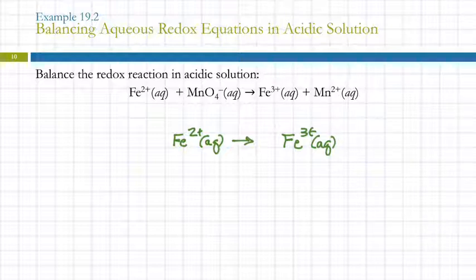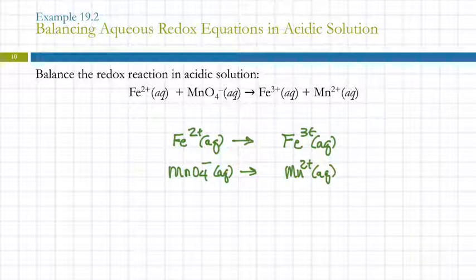And we can balance this just fine without actually acknowledging whether that's being oxidized or reduced. The MnO4- and the Mn2+ have to be the other ones. It's permanganate ion and manganese 2 ion. First, we balance with respect to mass. So the first one, iron and iron, is already balanced. The second one is going to be a little more complicated. Here's manganese and manganese, so that's all good. But there's oxygen here, and there's no oxygen over here.